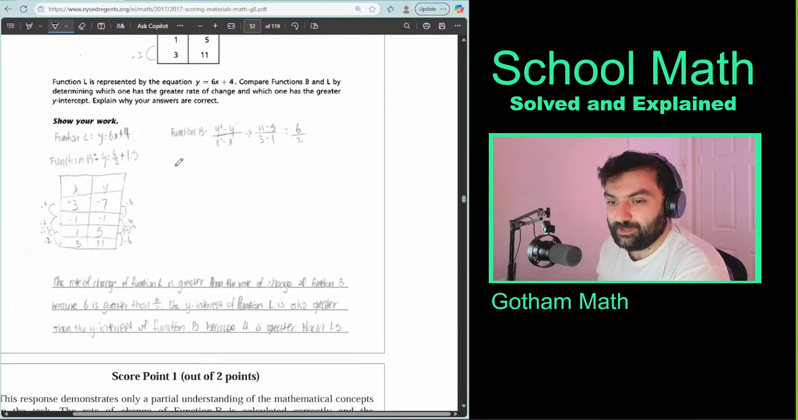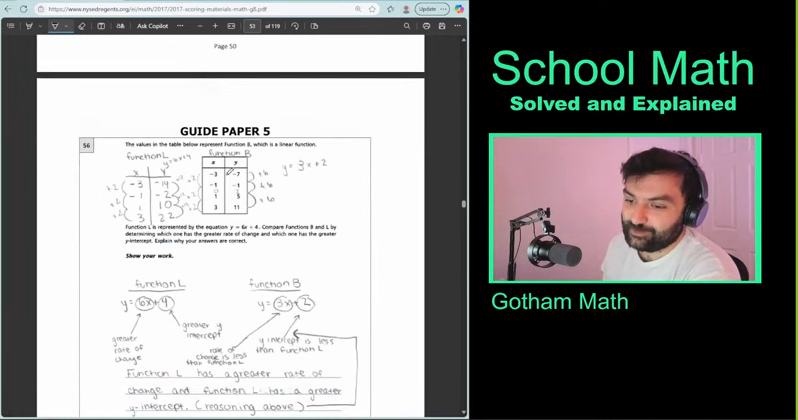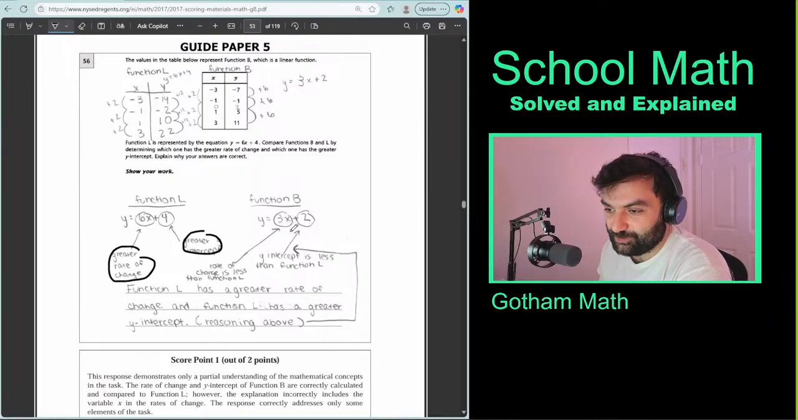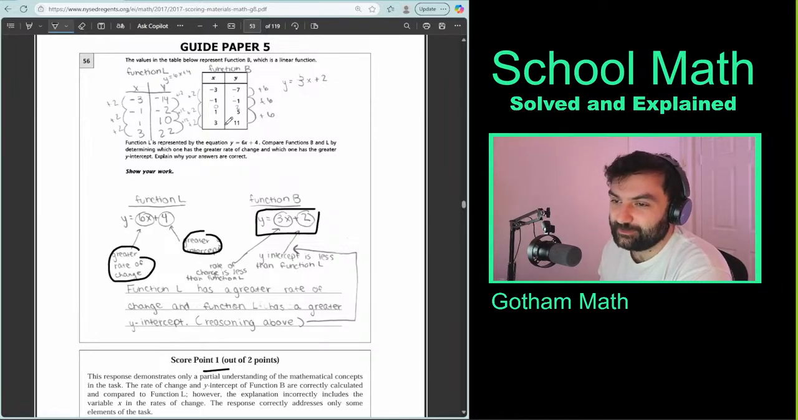So 1. This is so annoying to change. Oh, that's someone definitely like me who likes those arrows. I love arrows. Do you see that? Greater rate of change. Greater y-intercept. Rate of change. Y-intercept. Wow, everything's right. Just wrong explanation. Got 1. Crazy. That's insane.